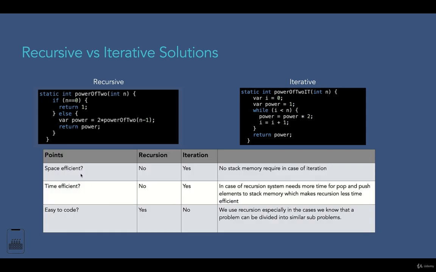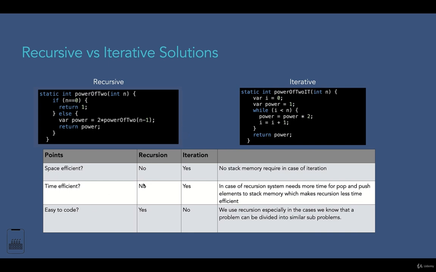The first point is space efficiency. You see that recursion is not space efficient because in each call we have to add the method to the stack. If the number of calls is n, it will take n space complexity in memory. That's why it's not space efficient. In terms of time efficiency, we have problems with recursion as well, because the system needs more time to push and pop elements on the stack memory, which makes recursion less time efficient. But in iteration we don't have such problems, so in terms of time efficiency, iteration is better than recursion.